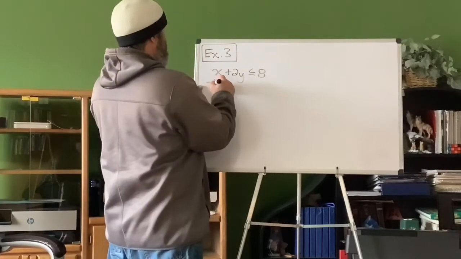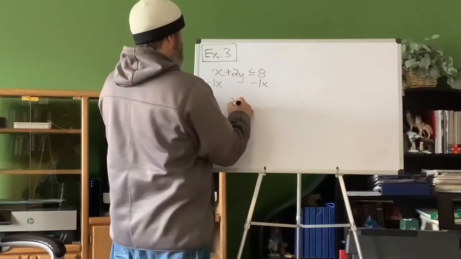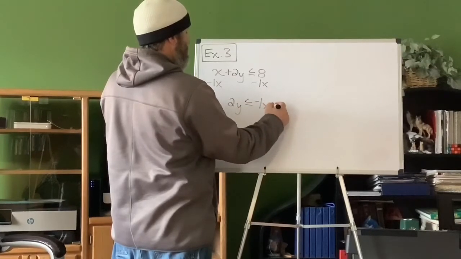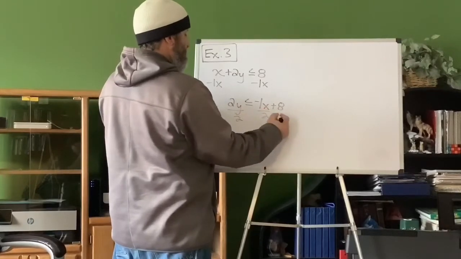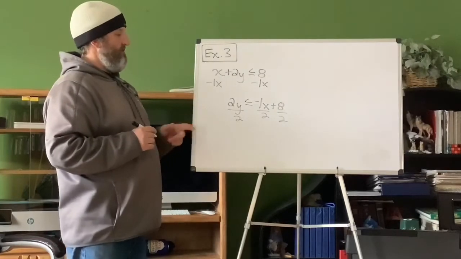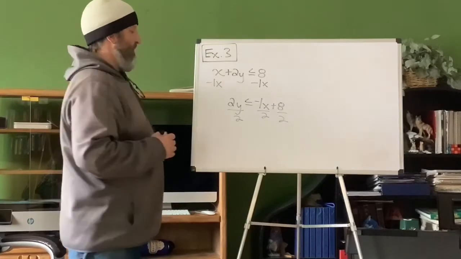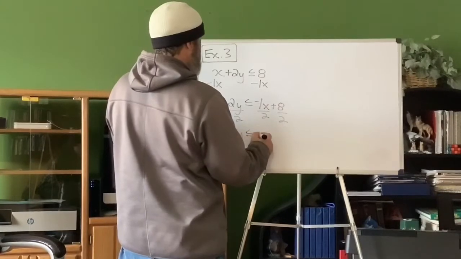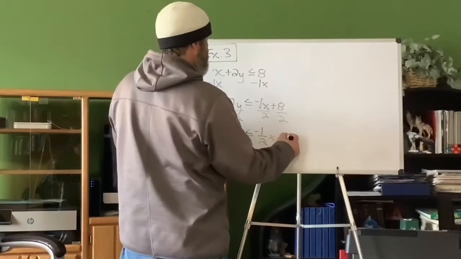I'm going to start by subtracting 1x from each side. 2y is less than or equal to negative 1x plus 8. All right, divide by 2, divide by 2, divide by 2. Do I have to flip my inequality? No. I divided by a positive 2, so therefore you do not flip the inequality. So here we go. y is less than or equal to negative 1/2 x plus 4.